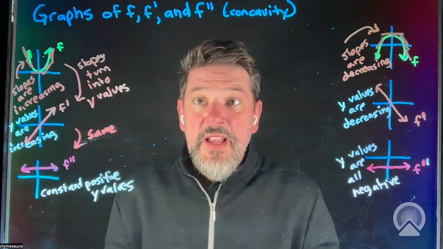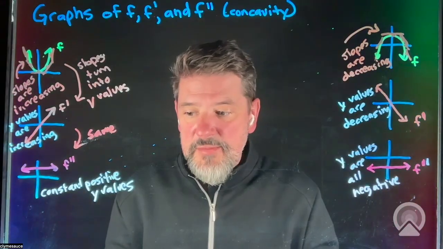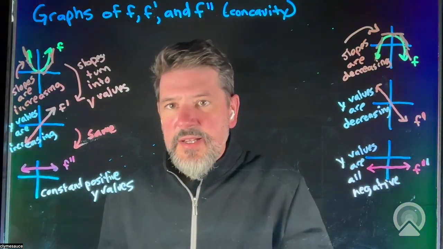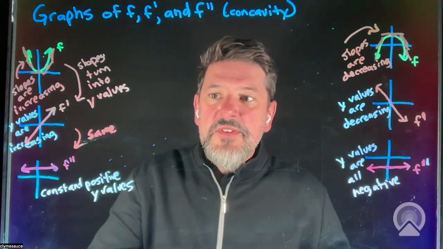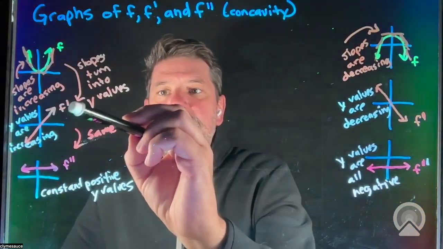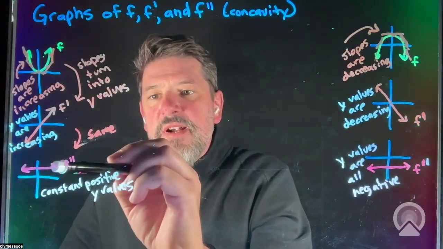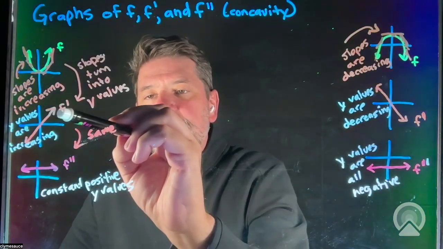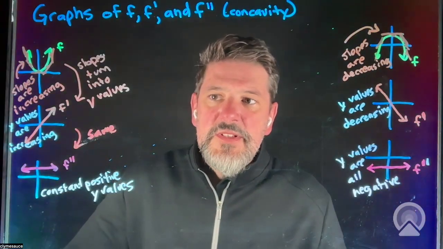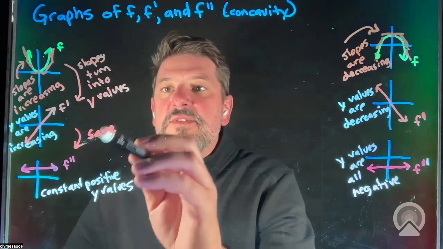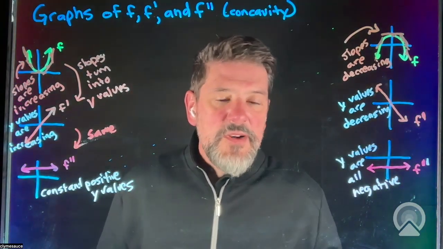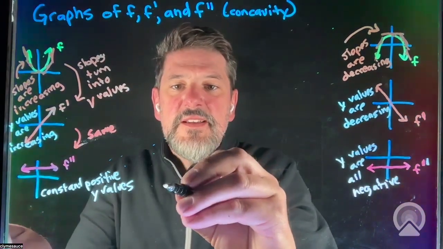All right, so that's how f, f prime, and f prime prime are related to each other. And they have to do with understanding slopes. So f prime's y values are the slopes of f. F prime prime's y values are the slopes of f prime. Now, I want to talk about how f prime prime is related to f. And the way f prime prime is related to f is like this.